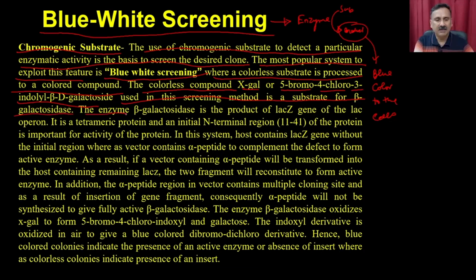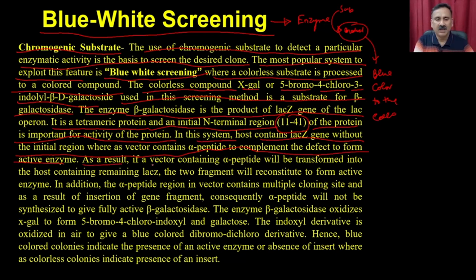is used in this screening method as a substrate for the beta-galactosidase. The enzyme beta-galactosidase is the product of the lacZ gene of the lac operon. It is a tetrameric protein, and its initial N-terminal region, like residues 11-41 of the protein, is important for the activity of the protein. In this system, the host contains the lacZ gene without the initial region, whereas the vector contains the alpha peptide to complement the defect to form the active enzyme.